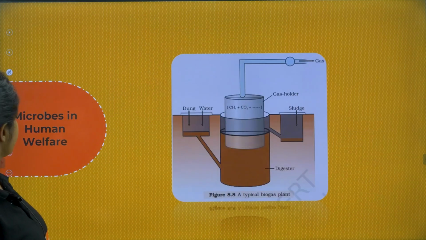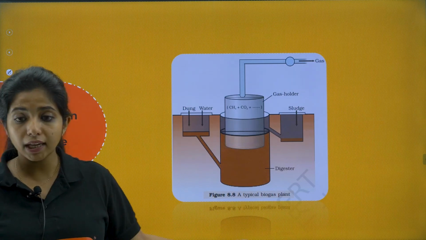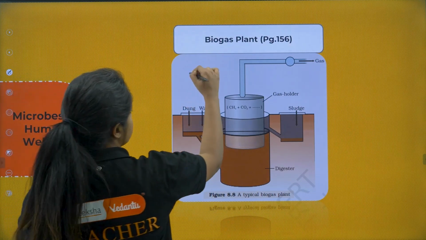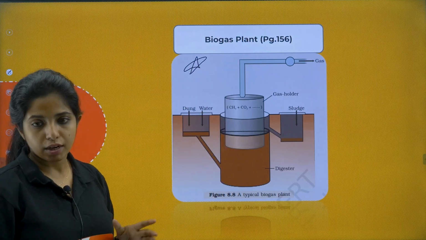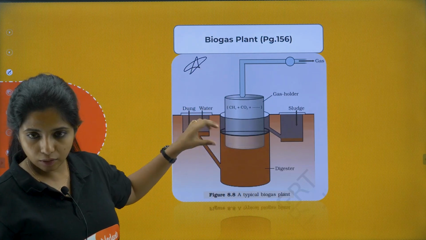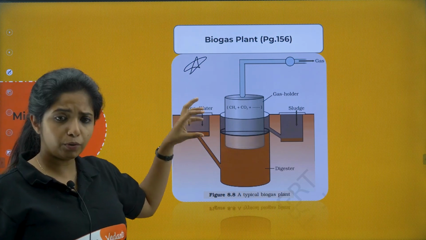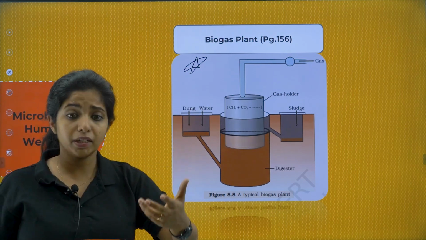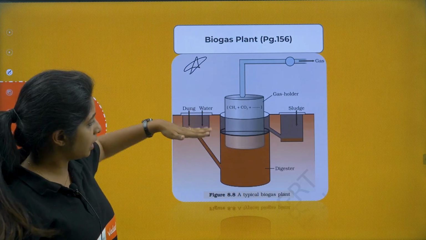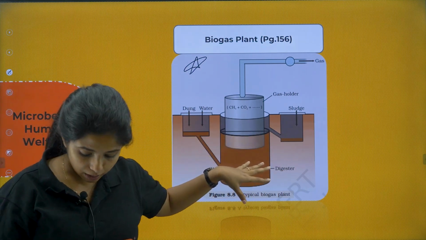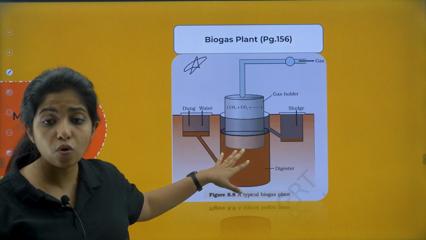Cool. Next, microbes and human welfare. In that there is a biogas plant which is given. The question has come to draw it, so you should know how to draw it. There is a small tank. In this tank you are going to put the waste, for example cow dung or whatever waste is there. Then this is going to slowly move into the digester tank. Over here there is no oxygen.